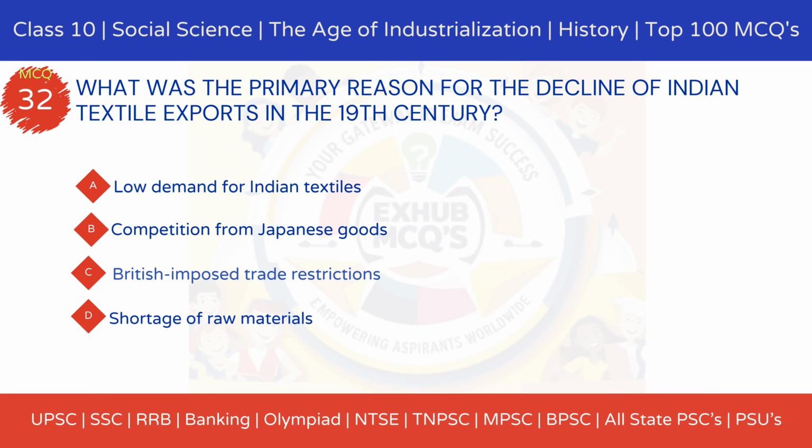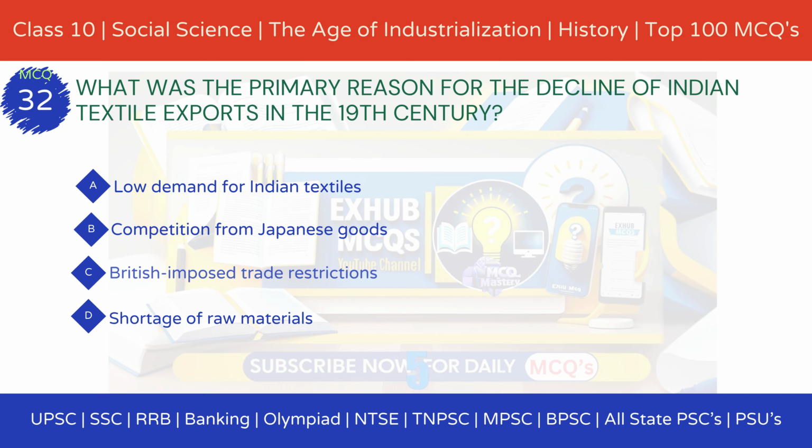MCQ 32. What was the primary reason for the decline of Indian textile exports in the 19th century? Option A. Indian weavers lost interest in exports. Option B. Competition from Japanese goods. Option C. British imposed trade restrictions. Option D. Shortage of raw materials.